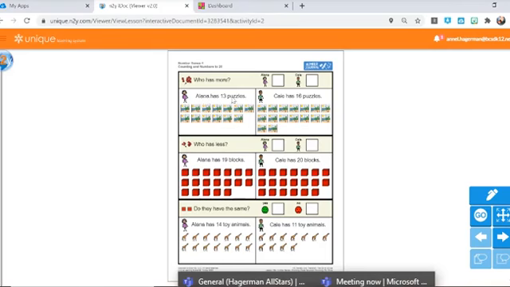Elena has 13 puzzles, and Kale has 16. I love to highlight my key numbers here so they can just kind of stand out to me. So Elena has 13 and Kale has 16. Who has more?